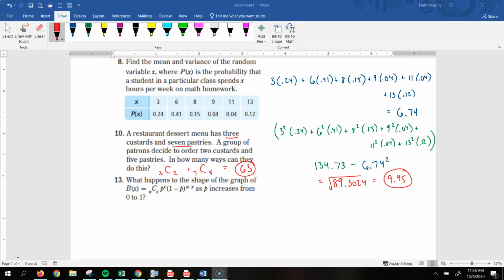And then the graph basically is going to shift from left to right. So it had a tail kind of going off to the right, but then as we increase the value for p from 0 to 1, that's going to move the graph. So like the mean and the median are all going to also shift to the right. And so that's what happens with number 13, is that the graph just shifts to the right is how you can word that.